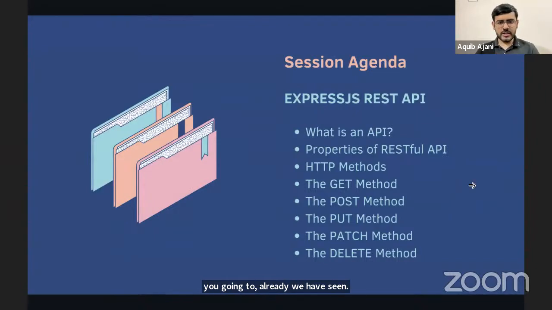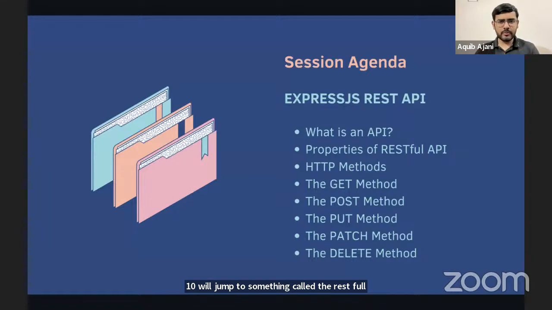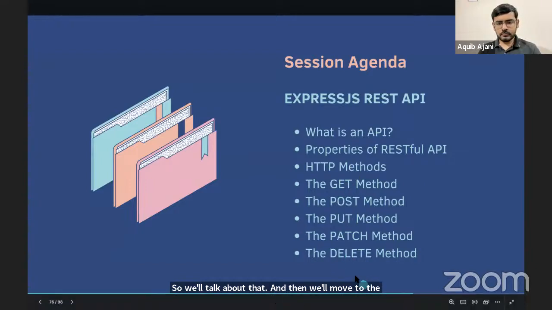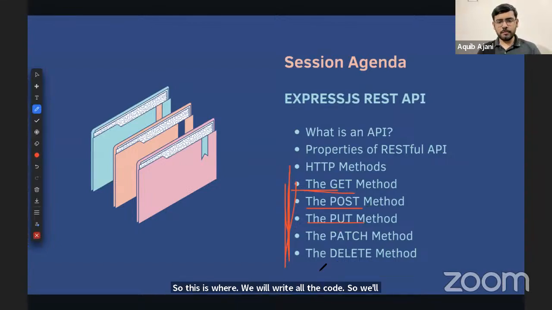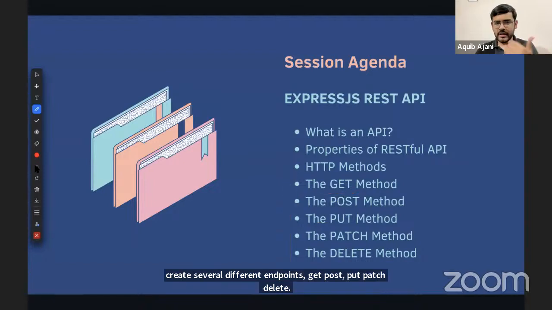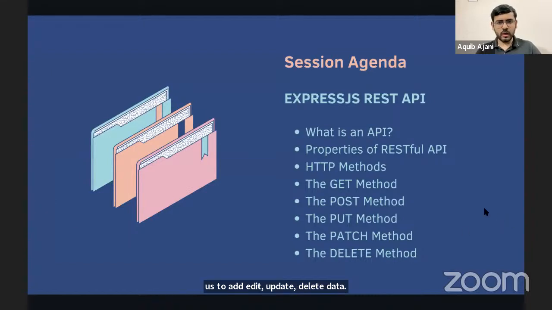And here is today's agenda. We'll take another look at what an API is, a quick discussion on that. Then we'll jump to something called a RESTful API. There are certain properties, 7 to 8 properties, that an API must follow in order to be RESTful. So we'll talk about that. And then we'll move to the different HTTP methods. This is where we will write all the code. We'll create several different endpoints: get, post, put, patch, delete. These are some of the different API methods which allow us to add, edit, update, and delete data from the backend. And that is what we are going to take a look at.